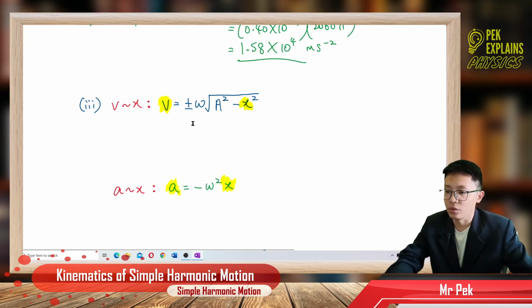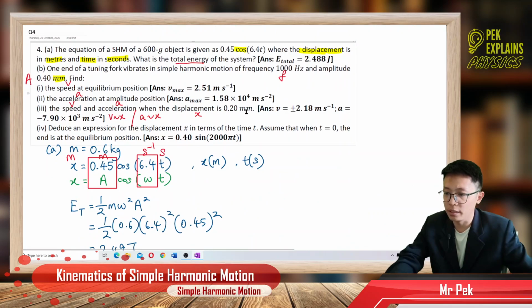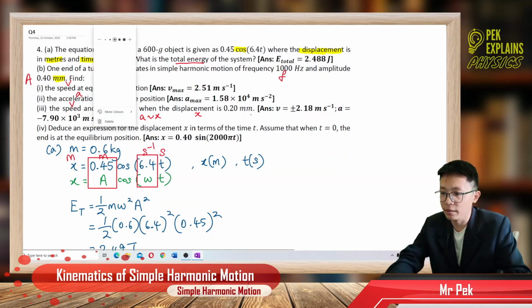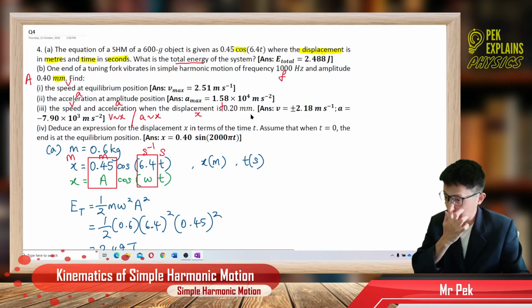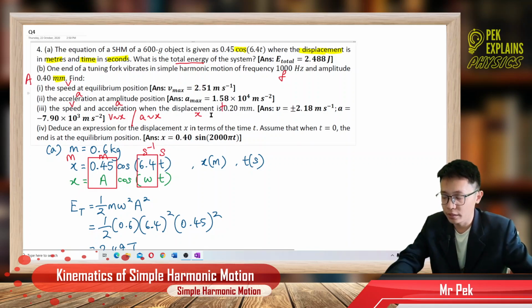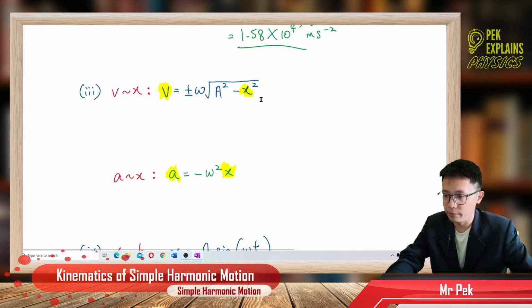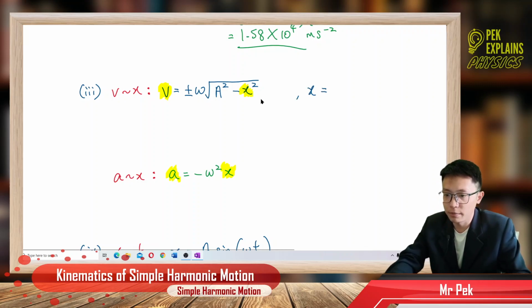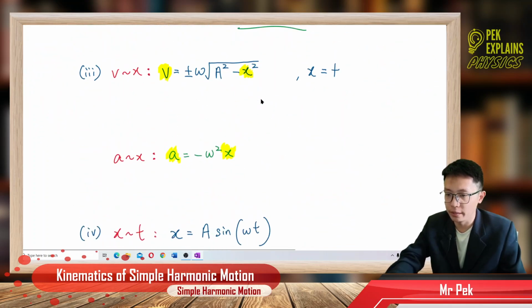Okay. So do I have the information? It said the displacement is 0.2 millimeter. This is a positive displacement. So the displacement is positive 0.2 millimeter.